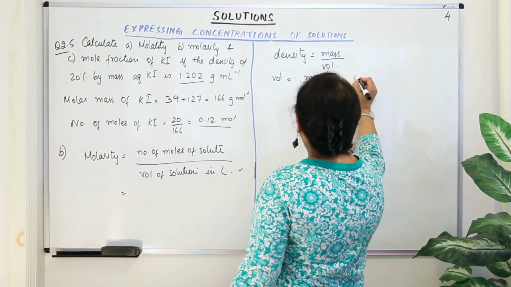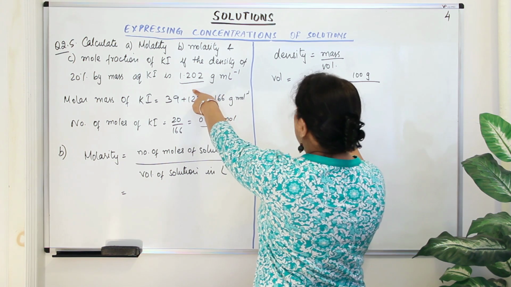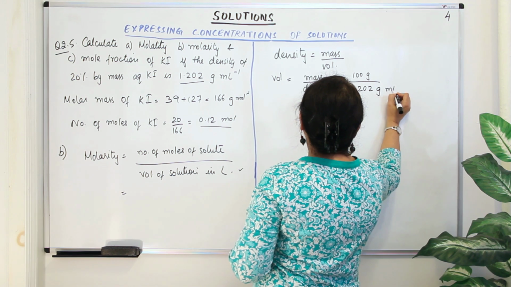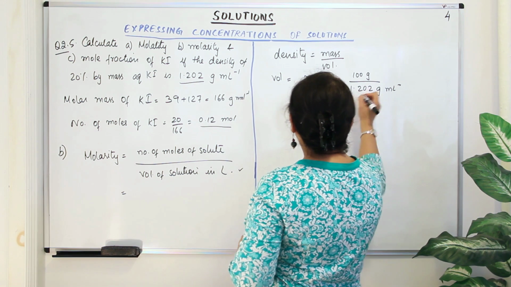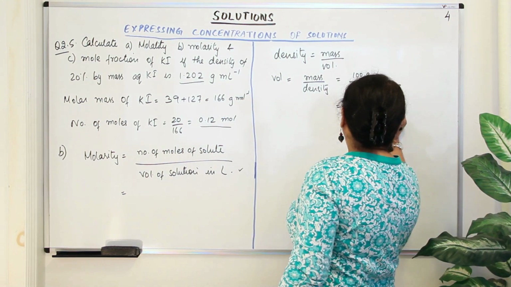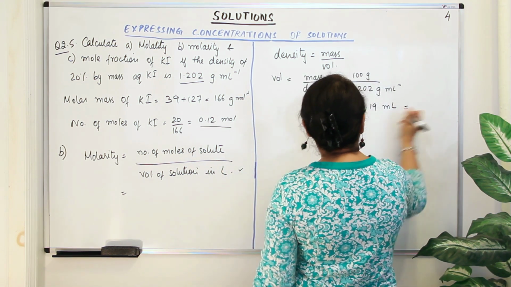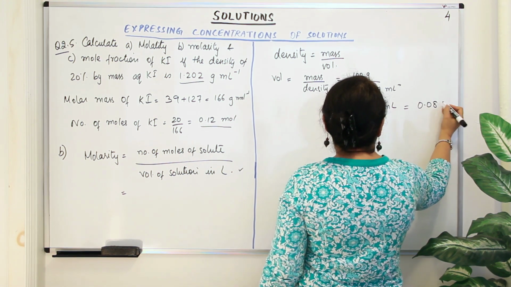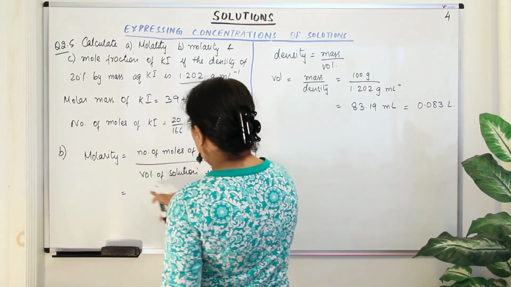So this would be equal to 100 grams upon the density, which is in grams per milliliter, 1.202 gram per ml. Right? Now when you calculate this, the volume comes out to be equal to 83.19 ml. And in liters, what would this be equal to? Take it down by 3, it will be 0.083 liters, right? So now you can calculate molarity.